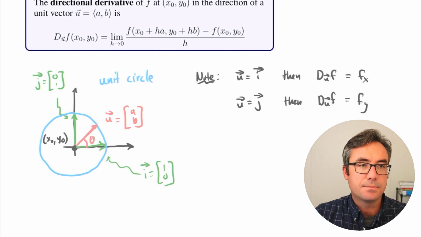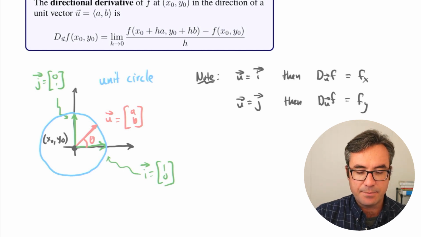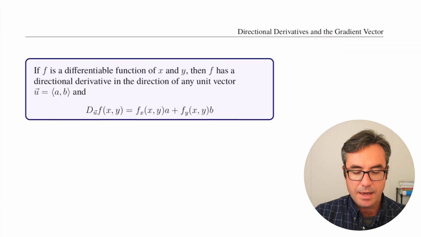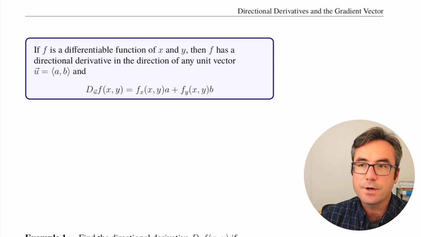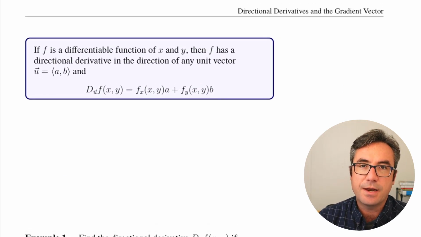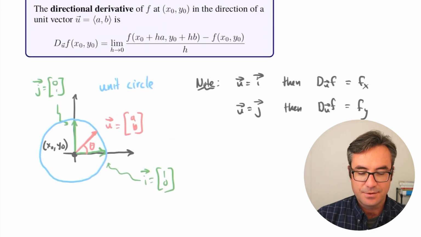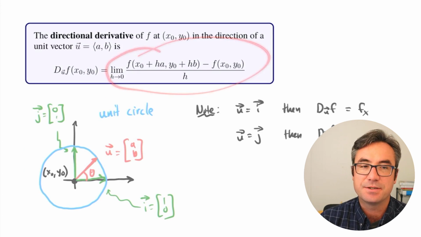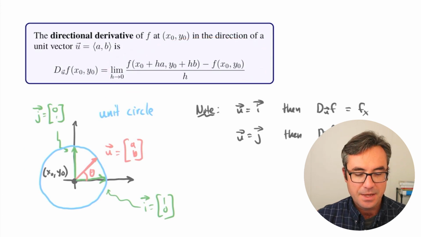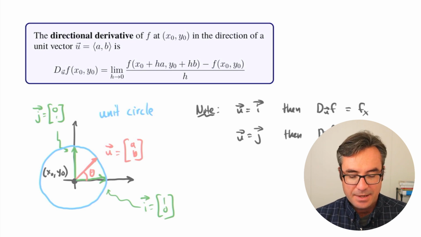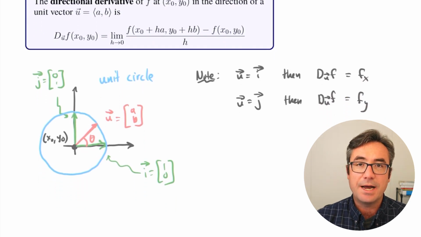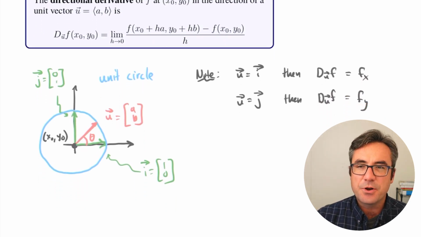So we've seen two special cases of our directional derivative. So let's try an example. And we're going to see how to actually calculate our directional derivative so that we don't have to always go back to this limit definition. And it turns out that not only are these two partial derivatives, f partial x and f partial y, special cases, but they give us a way to help calculate the directional derivative for any direction vector.